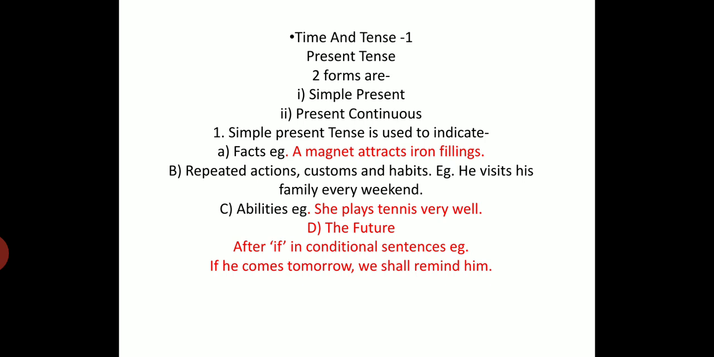Now after if in conditional sentences. Children, a conditional sentence is a sentence which begins with or contains an if in it. So in the sentence, as you can see on the screen, if he comes tomorrow, we shall remind him. In this case again, if your sentence is beginning with if, or if it's a conditional sentence, we'll use simple present tense. For example, comes. Comes is the simple present tense here.